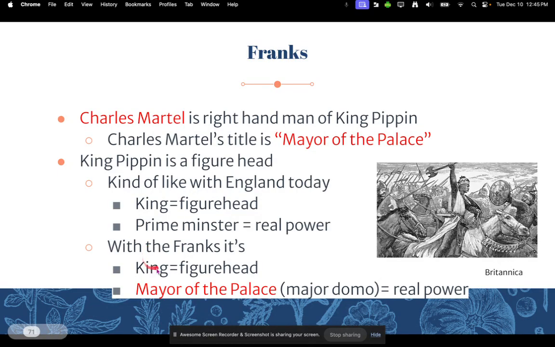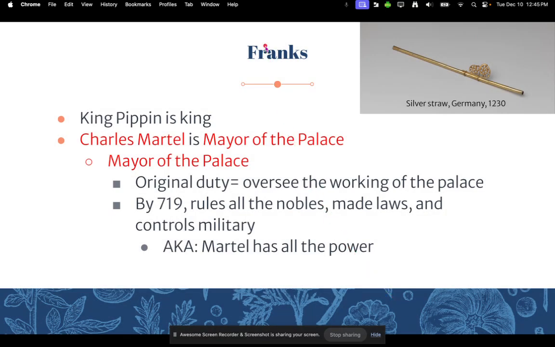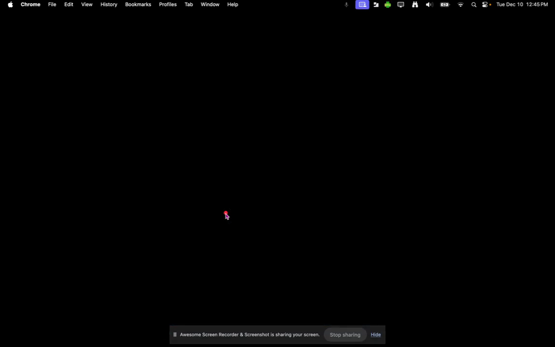So with the Franks, the king is the figurehead, and the mayor of the palace, also called the major domo, was the one that held the real power. So again, Charles Martel is not the king. The king is King Pippin. Charles Martel is just the mayor of the palace. The mayor of the palace's original duties were just to oversee the working of the palace. But by 719, the mayor of the palace ruled over all the nobles. They're the ones making the law, and he's the one controlling the military, meaning that Martel has all the power.